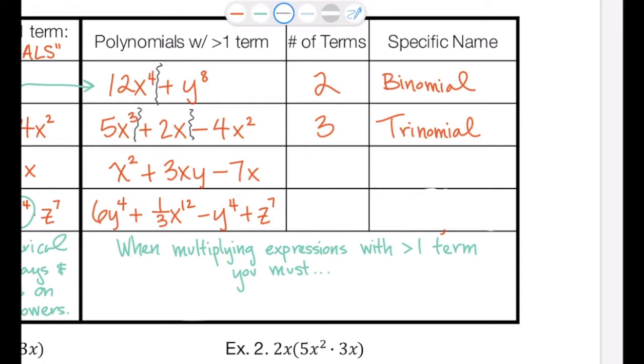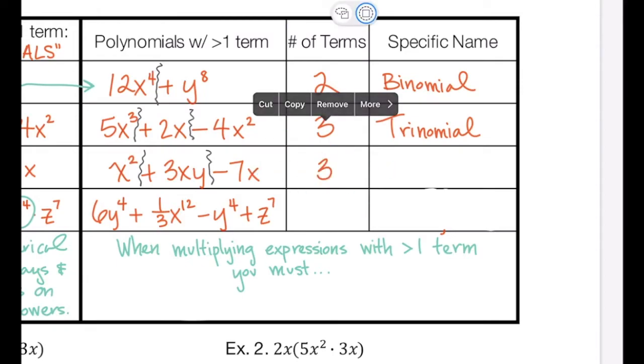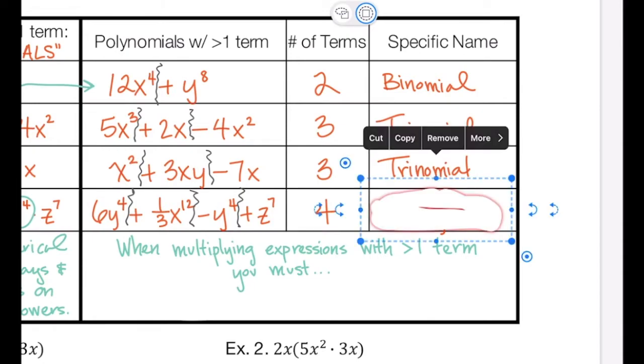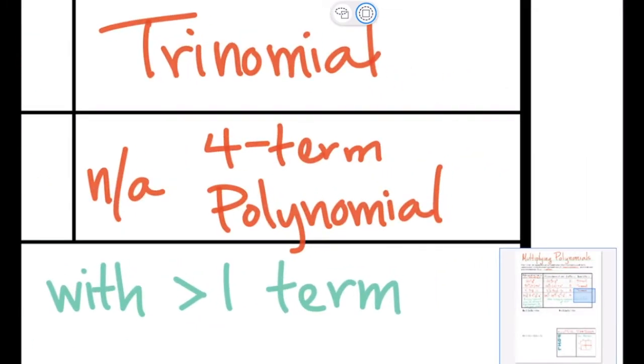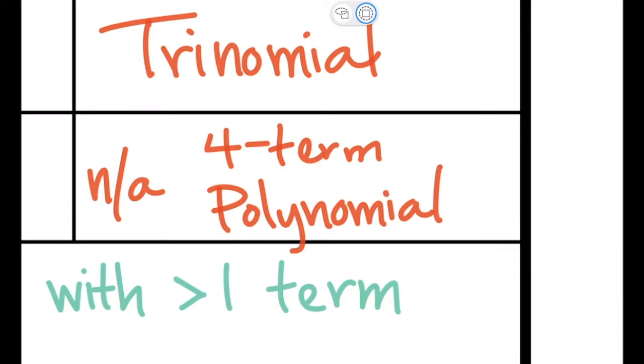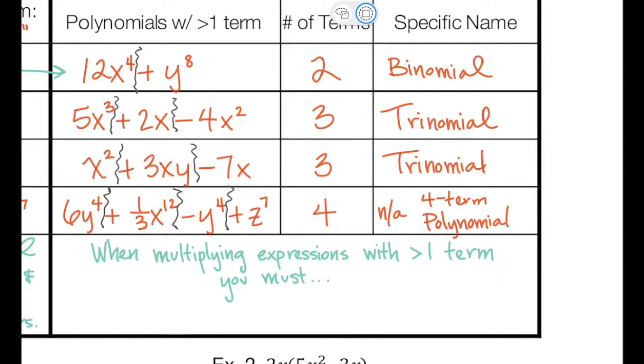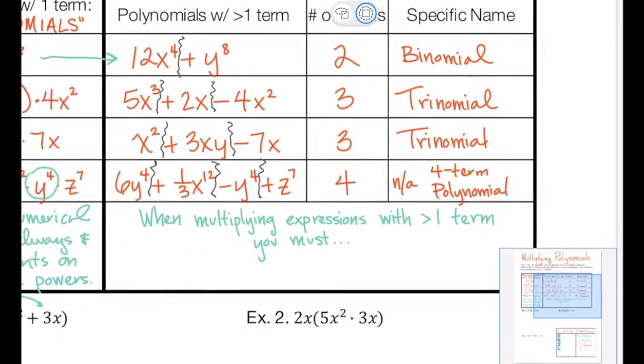For that third one, again, our separations are those addition and subtraction signs. How many terms are we looking at? Again, we have 3 terms, so this is also a trinomial. And then finally, for that last example, here's our separation of terms. How many terms do we have? We have 4 total terms. And this doesn't really have a specific name. Anything above 3 is just called a 4-term polynomial. If it had 10 terms, it would be a 10-term polynomial. But definitely be familiar with the terms binomial and trinomial, because I'll use them embedded in questions really regularly.